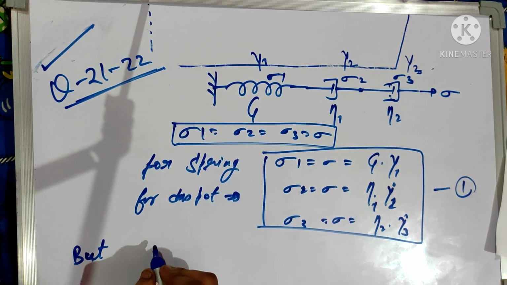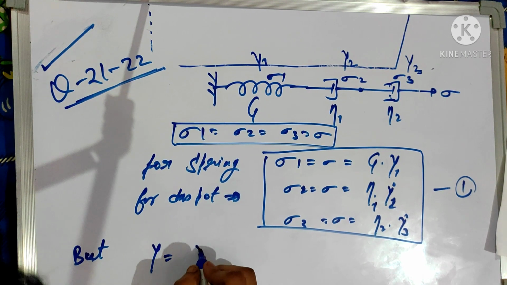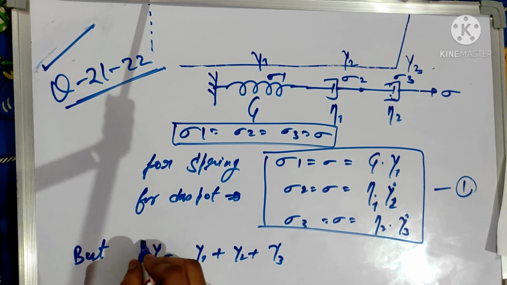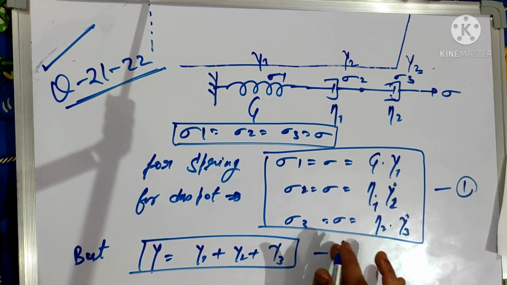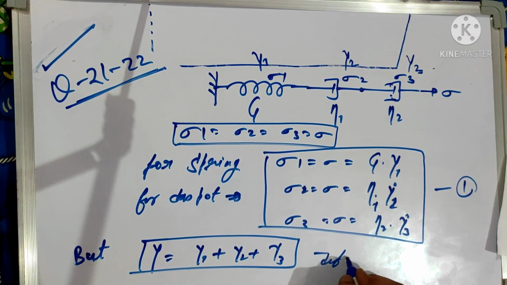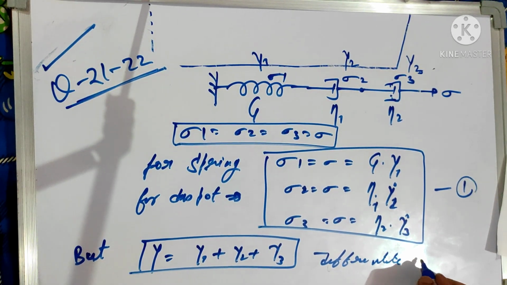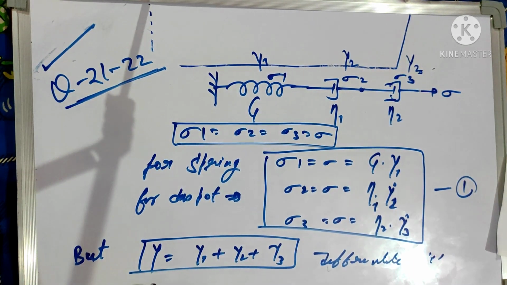But the total shear strain produced in the mechanical model is gamma, which is equal to gamma 1 plus gamma 2 plus gamma 3. Differentiate this equation with respect to t. Then you get the shear rate is equal to shear rate 1 plus shear rate 2 plus shear rate 3. This is equation number 4.